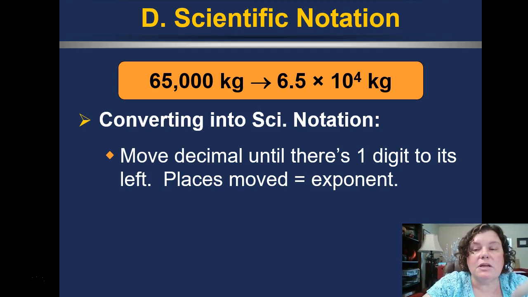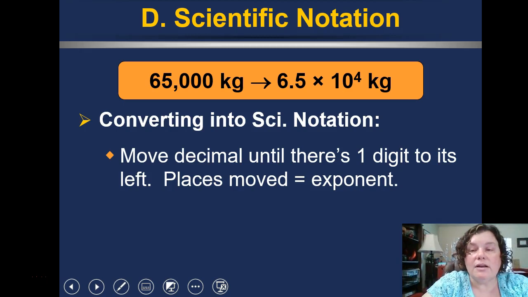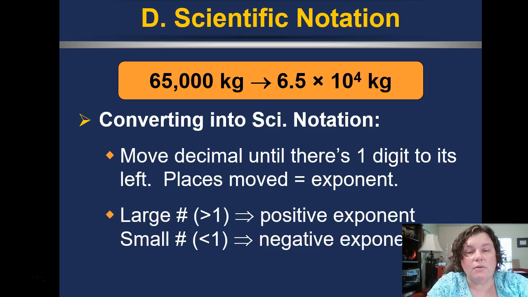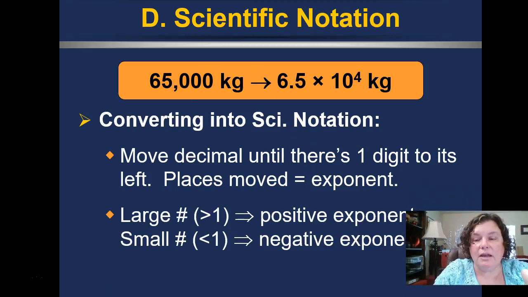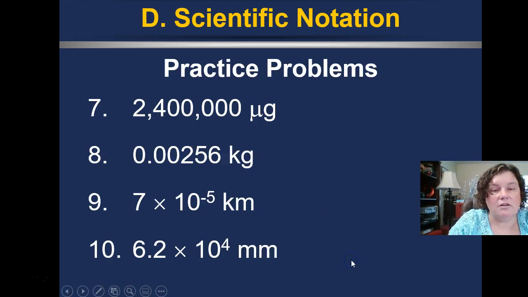Those 4 jumps become the exponent. Because it's a large number and we're moving to the left, our exponent is going to be positive. If our decimal is moving to the right, then we're going to end up with a negative exponent. And I'll show you an example of that in just a minute.